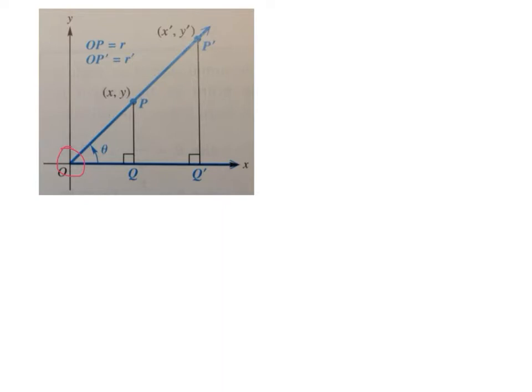So what they've done is they've shown you a point P defined as some xy value. The distance from O to P is defined as r. They've then shown a point P prime. That's what that little apostrophe means. Its coordinates are x prime, y prime, and the distance is r prime. So what they've done is they've actually created 2 triangles. The first triangle is triangle OQP, and it's here. The second triangle is OQ prime, P prime, and it's here.